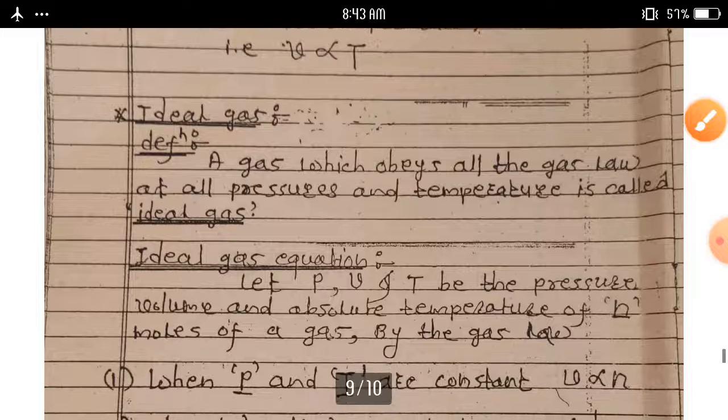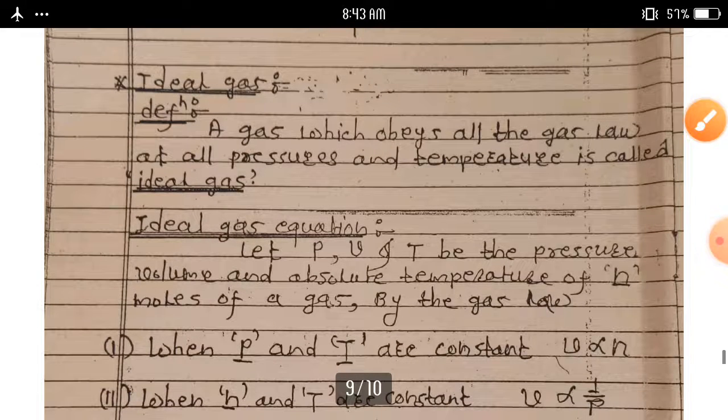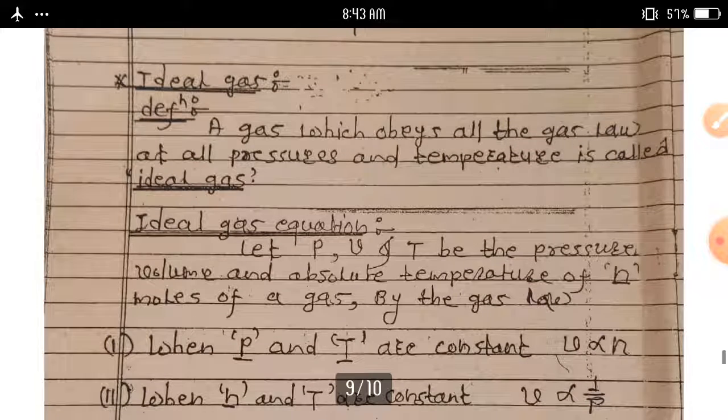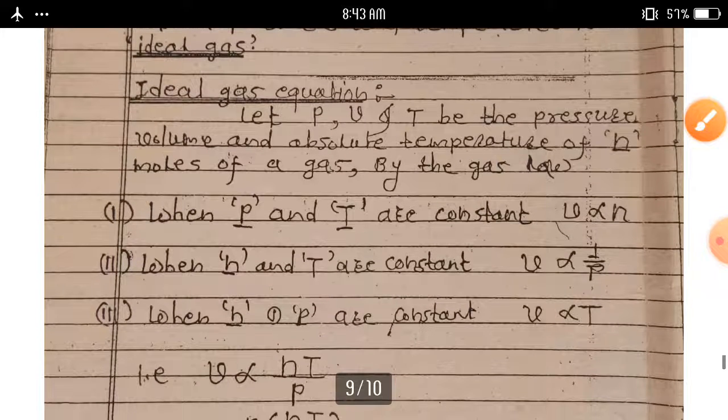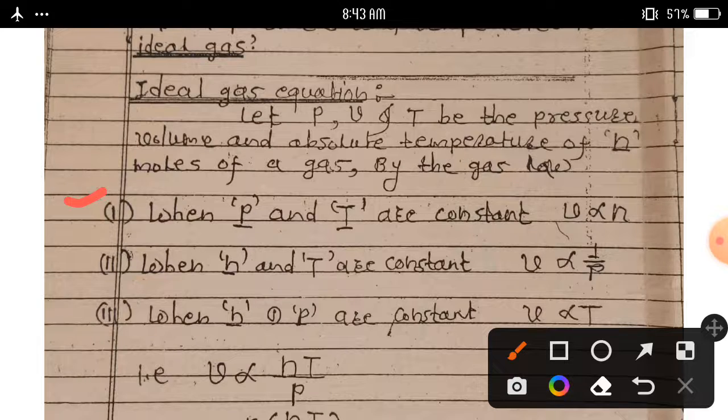Then we consider another concept, ideal gas. Firstly we discuss what I mean by ideal gas. Definition: a gas which obeys all the gas laws at all pressures and temperatures is called an ideal gas. The ideal gas equation we can derive in this way. Let capital P, capital V and capital T be the pressure, volume and absolute temperature, and small n be the number of moles of the gas.